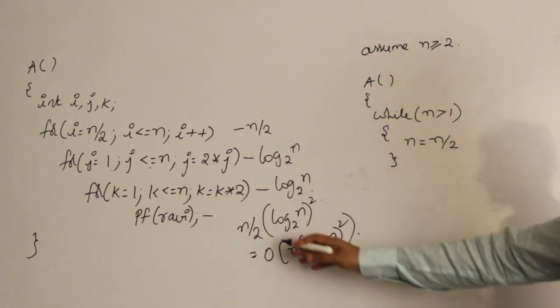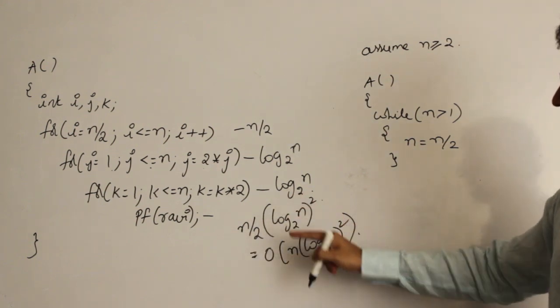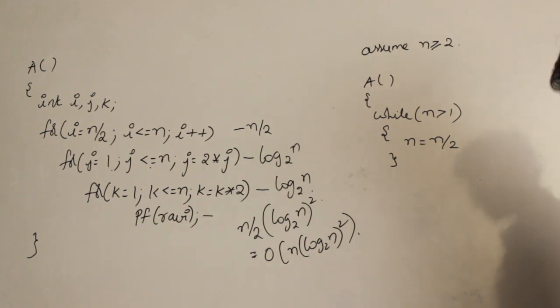Order means we just remove the constants and we let the most significant term remain. What is the most significant term here? n into log n base 2, right?